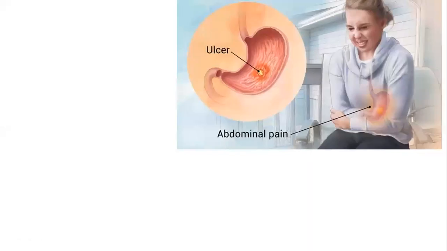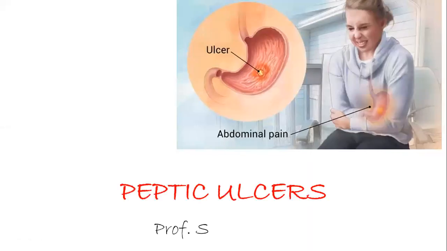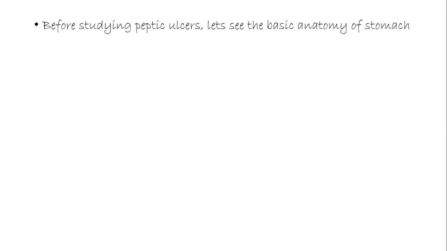Today we are going to learn about peptic ulcers. Peptic ulcers occur in the stomach and the duodenal region of the GIT. Now, before studying peptic ulcers, let us see the basic anatomy of the stomach.